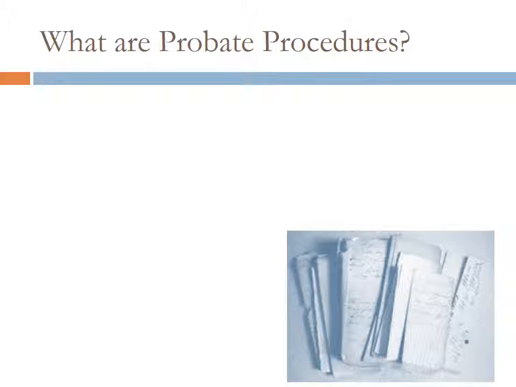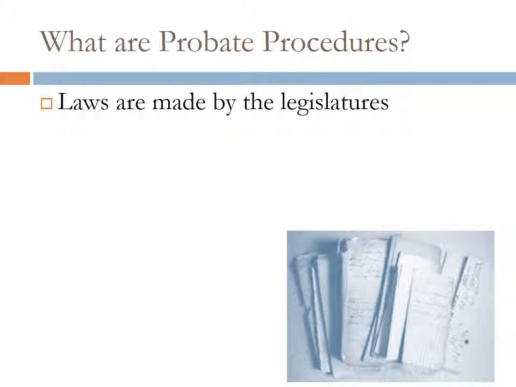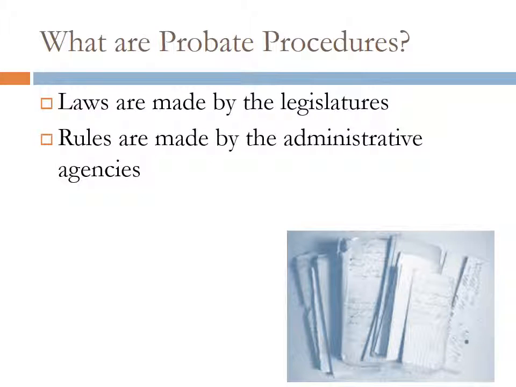First of all, we understand that laws are made by the legislature. Rules are made by administrative agencies. So, for example, the United States legislature would pass a law, and then an administrative agency, such as the IRS or any of the regulatory commissions, will make rules about how that law is to be implemented.